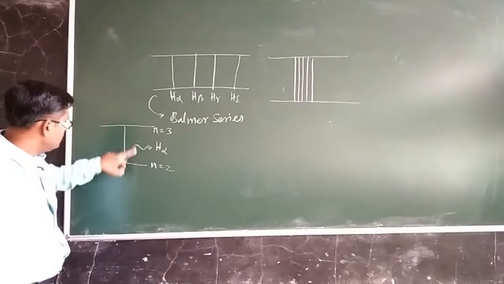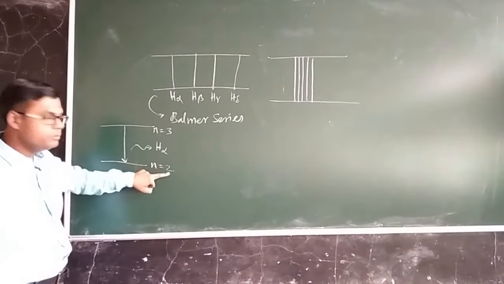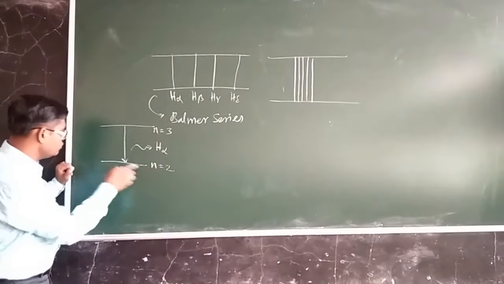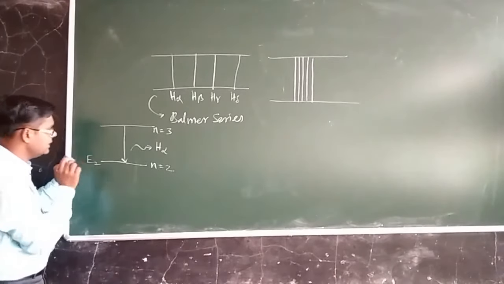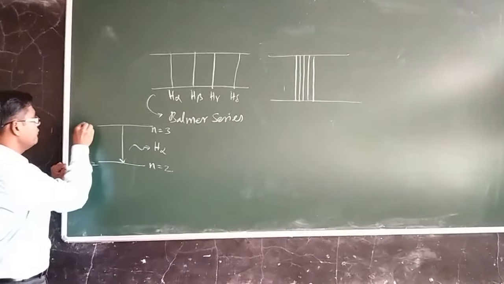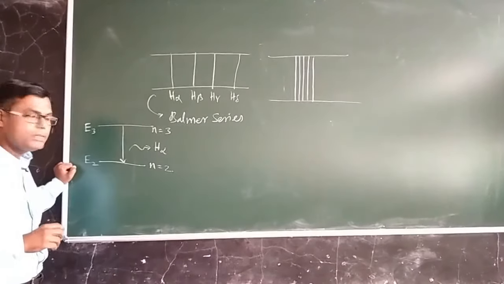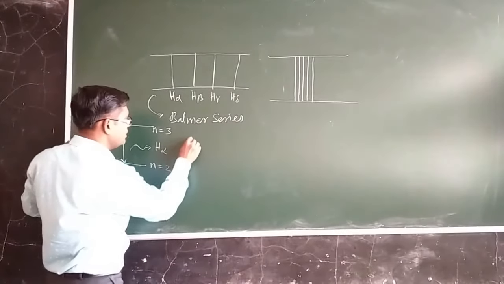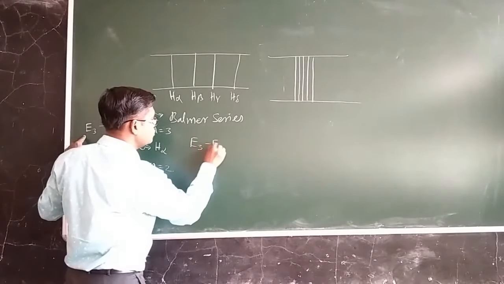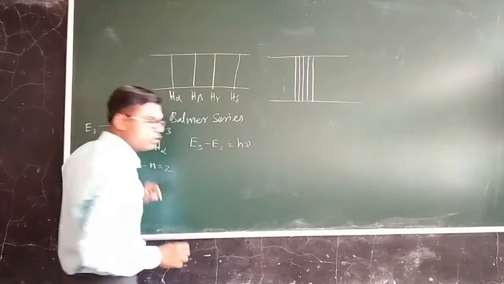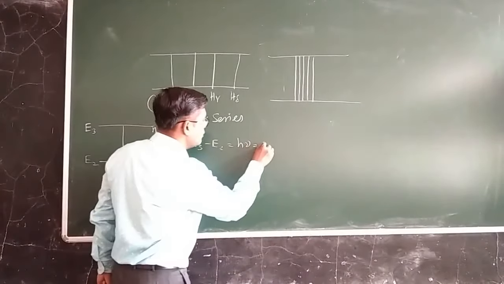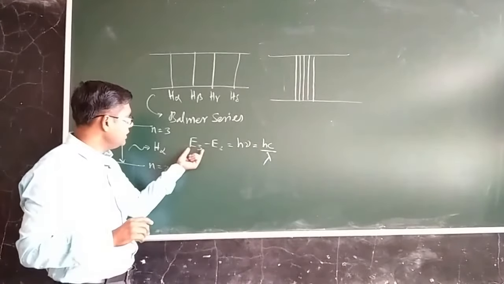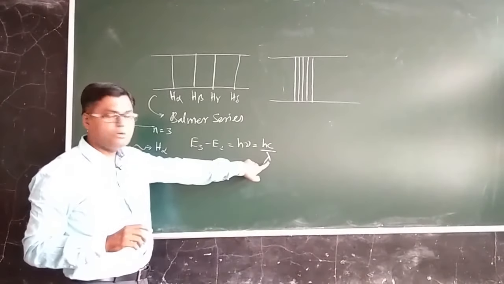For this particular level the quantum number has a value 2. For this level the quantum number has a value 3. So for n equal to 2 there will be a single value of energy, that is E2. For n equal to 3, again there will be a single value of energy, given by E3. How will we find the wavelength of this electromagnetic radiation? The electron transitions from E3 to E2, and we get the equivalent photon whose frequency is given by nu and whose wavelength is given by this formula. We know the values of E3 and E2, so we can easily calculate the value of lambda.